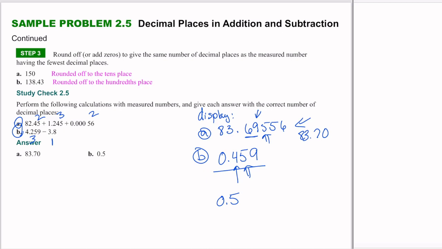Notice we don't have anything left in the ones place, and this is because when we subtracted, the value in the ones place went away.